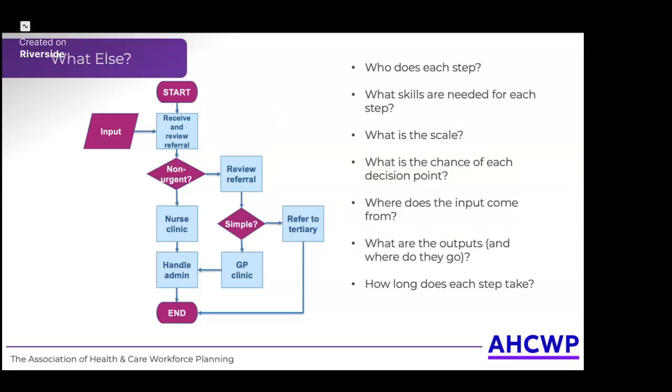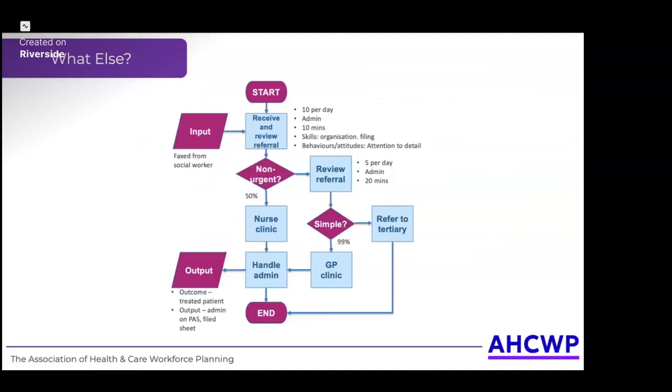So when I first started workforce planning, I did a lot of time and motion. It meant that I sat around with a stopwatch recording people's processes and recording the time it took to do each step. What I do in each particular case is consider a few different things about each area. So, for example, when we consider receiving and reviewing the referral, we can record that there are 10 per day. We can record that it's done by an administrator. We can record that it takes 10 minutes to do them. We can consider the skills that are needed. In this particular case, you might say organization, filing, behaviors and attitudes. We might say attention to detail.